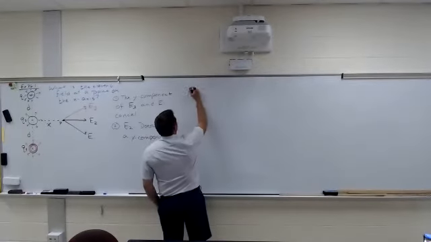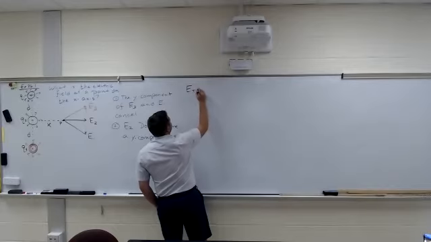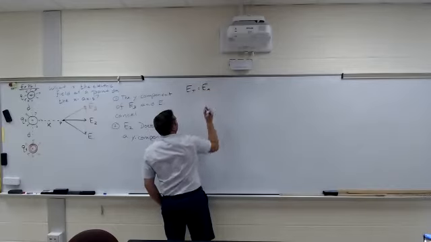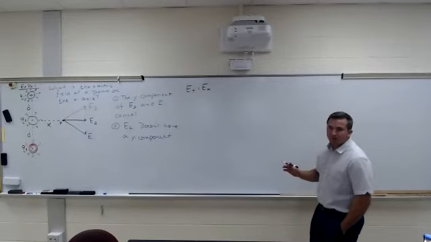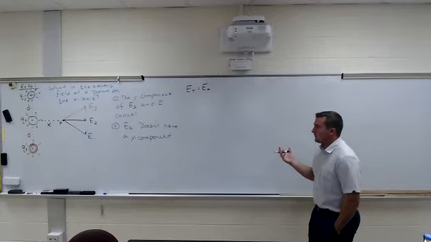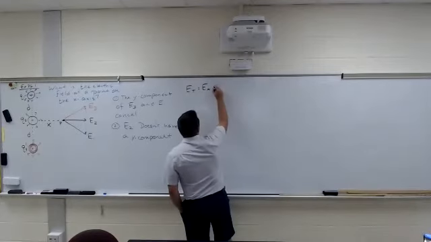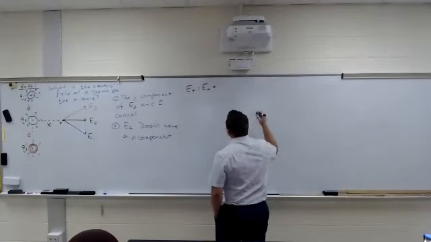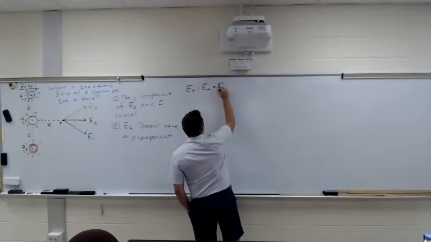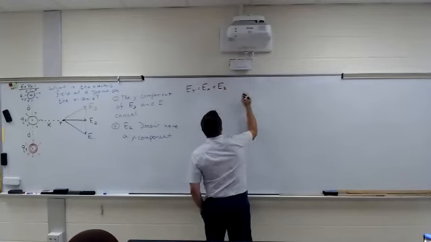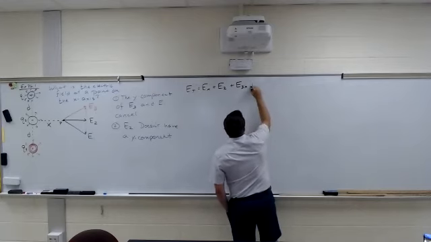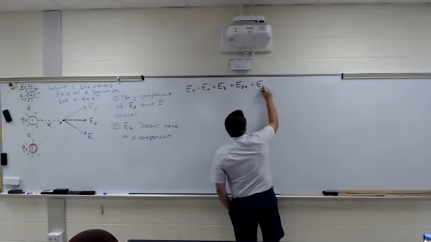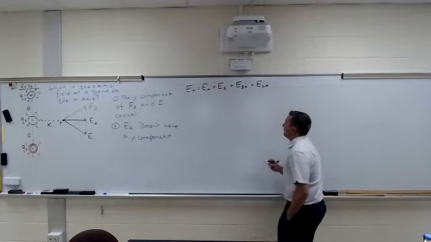We'll have the total electric field, I'll call it ET, is going to be equal to the electric field in the x direction, because there are no y components. And the electric field in the x direction is going to be equal to the electric field from 2 plus the electric field from 3, just the x component, plus the electric field from 1, again, just the x component.